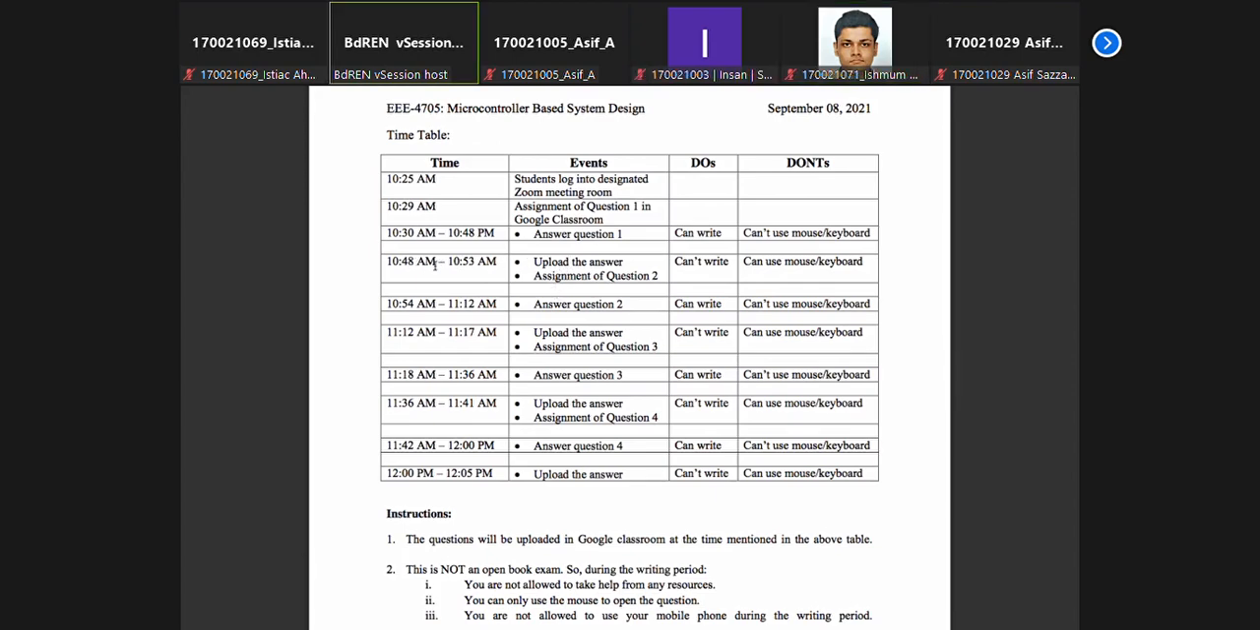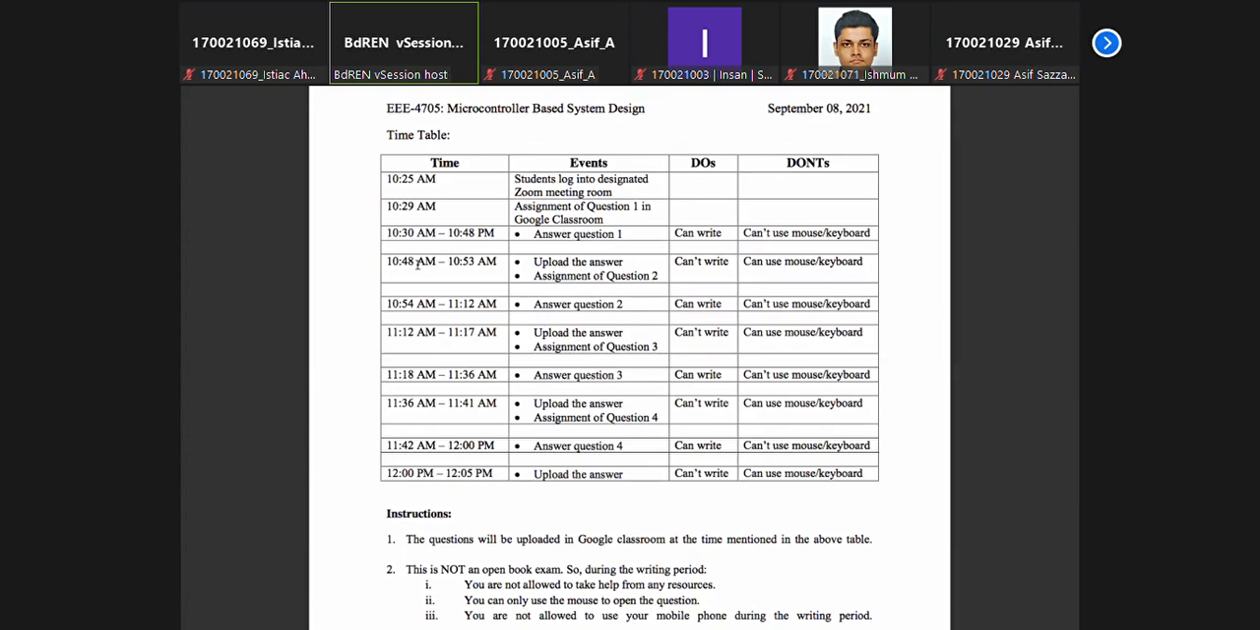So come over here. From 10:48 to 10:53, you have got two things: your answer will be uploaded and your question 2 will be assigned. Say you finish exactly at 10:48. Whatever you do, it should not take more than 1 minute to upload. That is my assumption. You will take 2 or 3 pictures, so for taking 3 pictures you will need 3 times 15 seconds. After that, you have got approximately 45 seconds to upload. That should be more than enough.